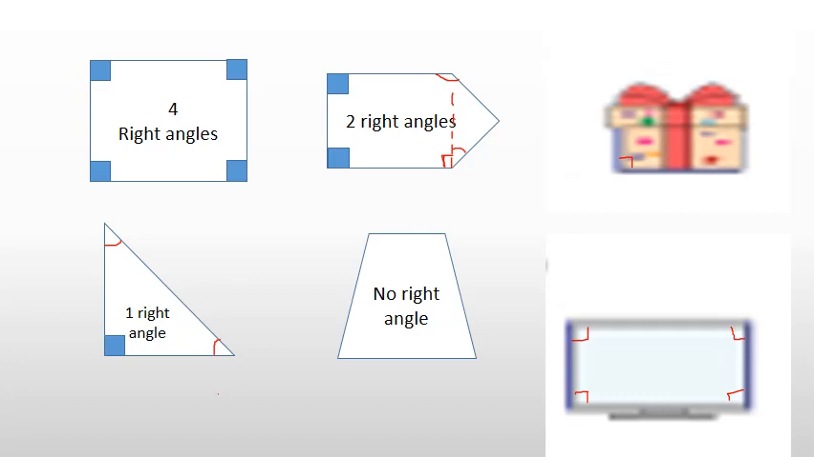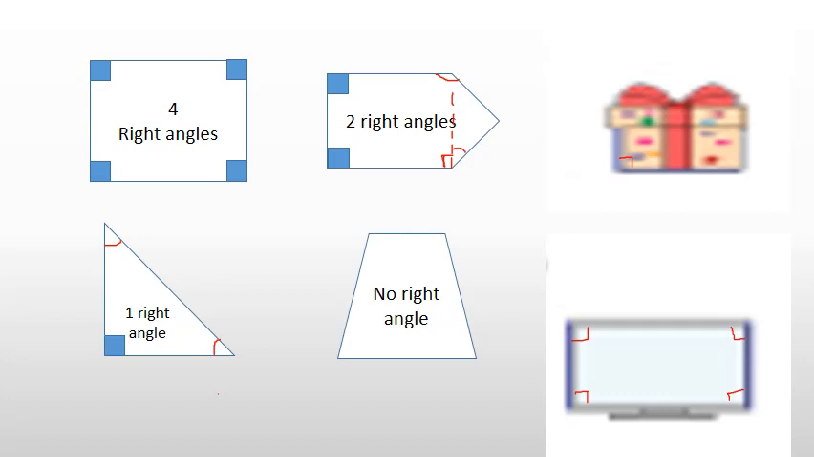But you can see this line and this line, the angle is greater than 90 degrees because we have an extra angle here. Okay. So that means the angle is greater than 90 degrees and this is not a right angle.